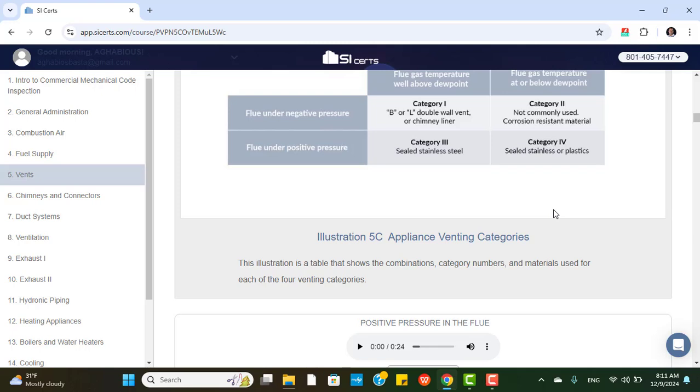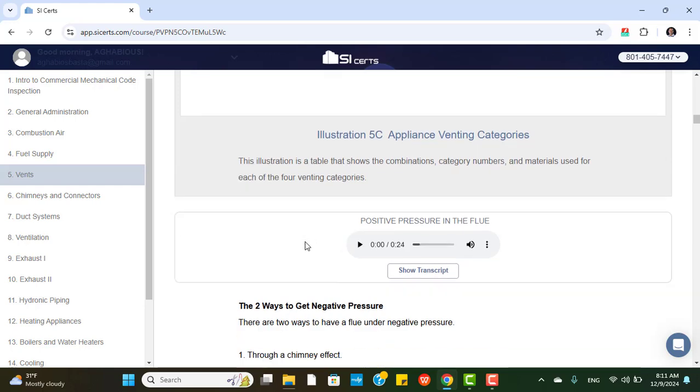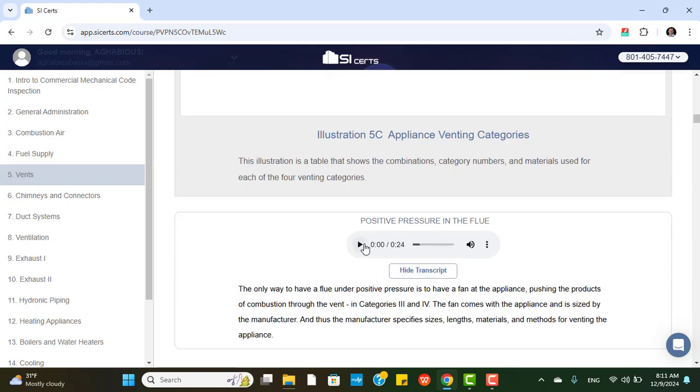Okay, so category 1, we are using P or L double wall vent chimney. Category 2, not commonly used, corrosion resistant material. Category 3, sealed stainless steel. Category 4, sealed stainless or plastic. This illustration is a table that shows the combination, category numbers, and material used for each of the 4 venting categories.